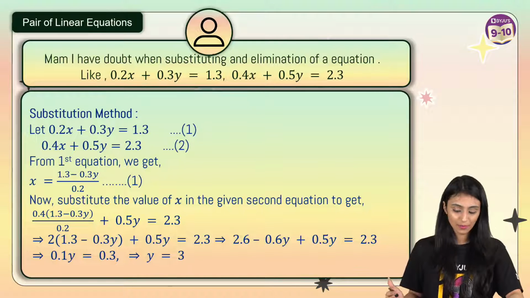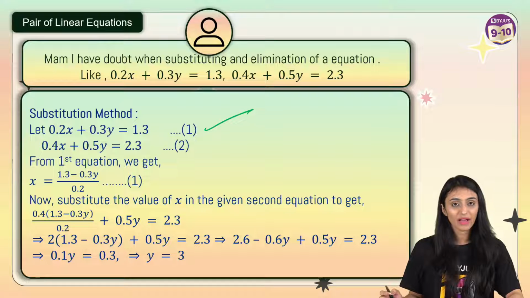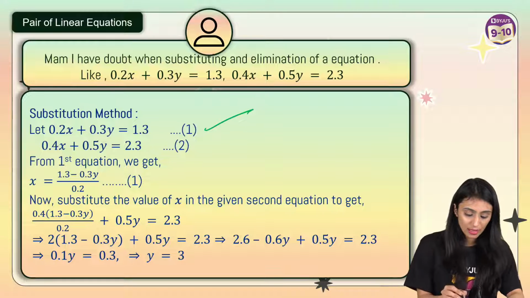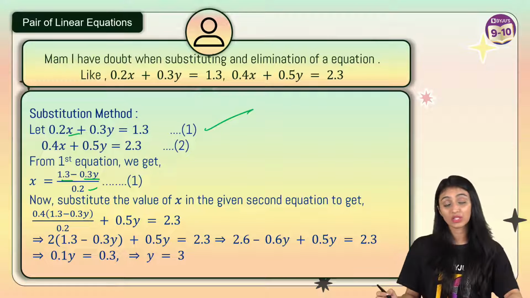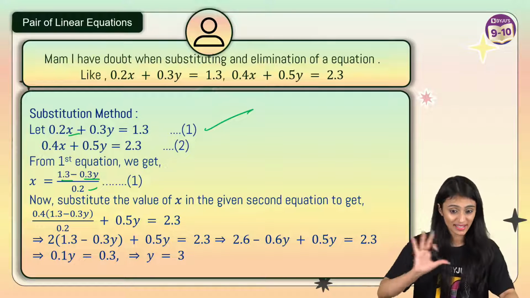Let's suppose you go ahead with substitution. Let's find the value of one variable from the first equation. Let's say I'm finding x. That's going to be 1.3 minus 0.3y upon 0.2. See, as I always say, avoid decimals.